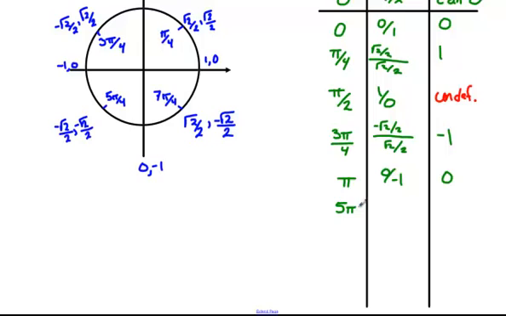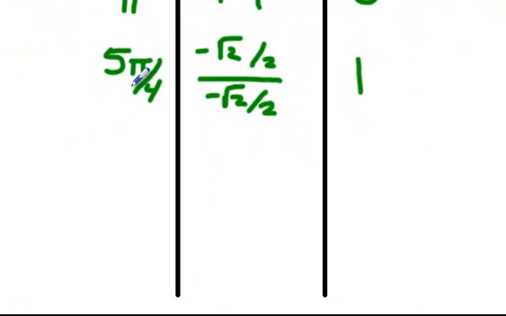At 5 pi over 4, all right, what's happening here? Now I have a negative square root of 2 over 2 over a negative square root of 2 over 2. Notice I've got a negative on the top and a negative on the bottom. The result of that is just going to be a positive 1. Does that make sense? Let's think about this. First quadrant, everything is positive. Second quadrant, sine is positive. Third quadrant, tangent is positive. So it makes sense at 5 pi over 4 we would have a positive 1.